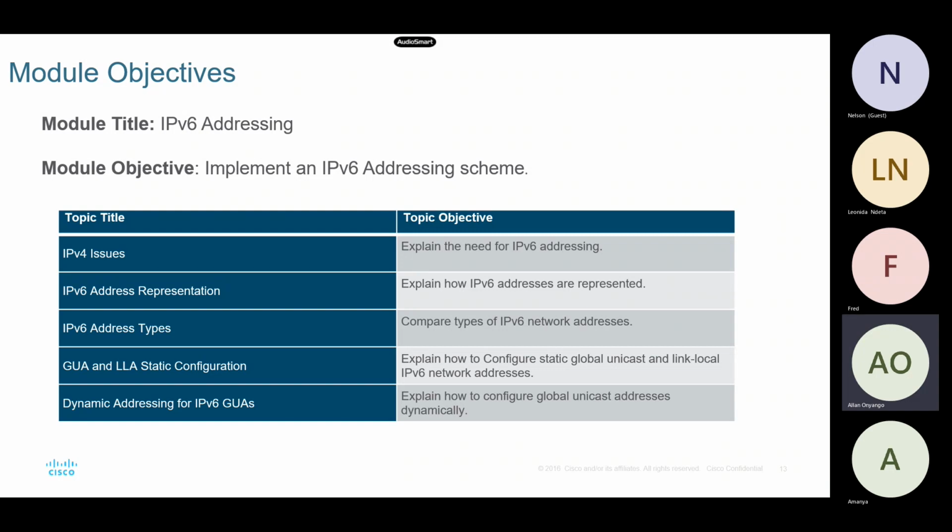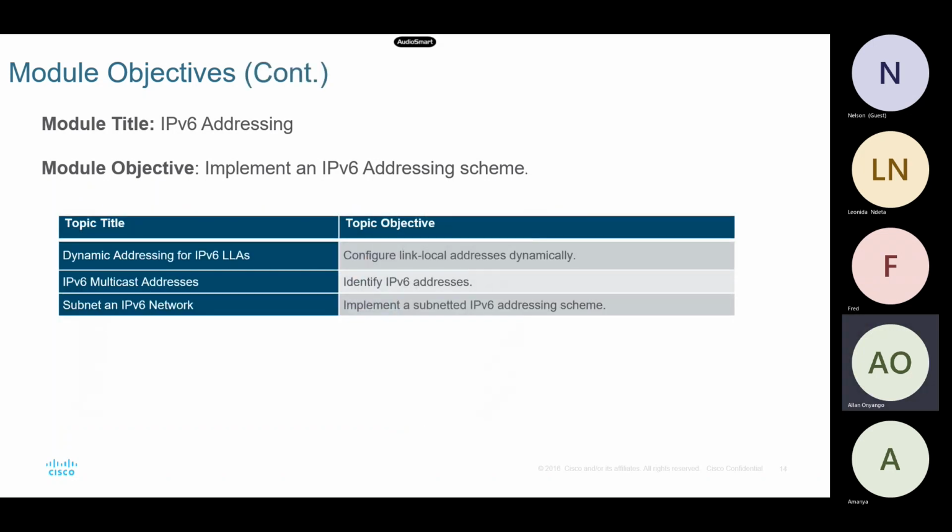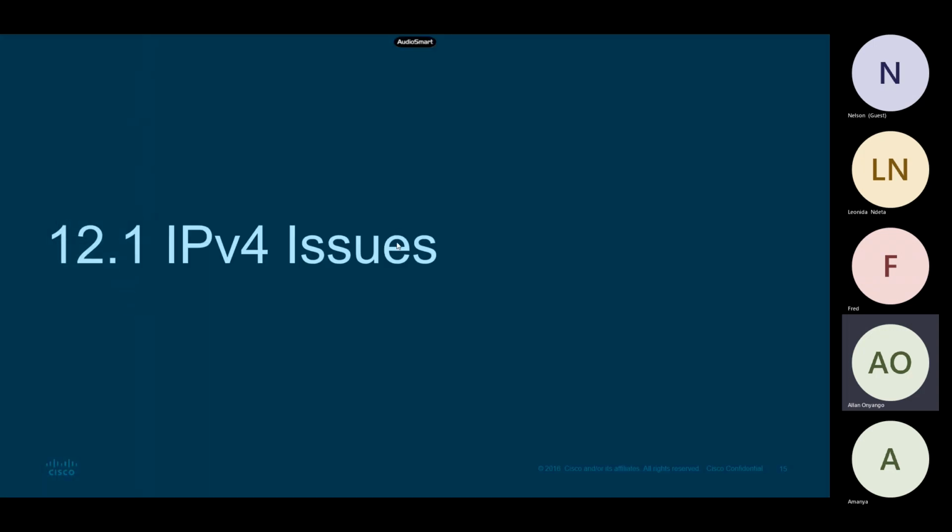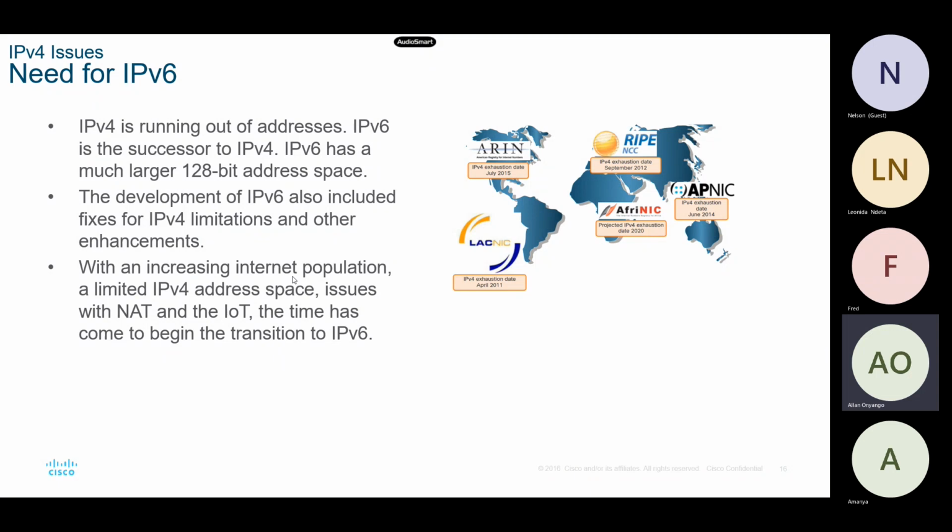We'll compare the types of IPv6 addresses. We'll also configure a static global unicast address and link local IPv6 addresses. Those are two other types of IPv6 addresses. And then finally, we'll explain how to configure global unicast addresses automatically or dynamically. We'll also configure link local addresses automatically, and we'll identify IPv6 addresses, especially the multicast address. And finally, we'll implement subnetting for IPv6, which is very simple and derived from what we learned in IP version 4.